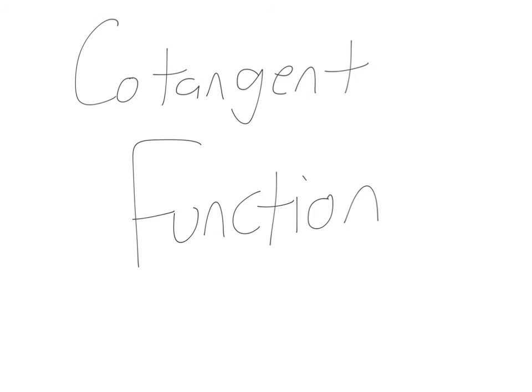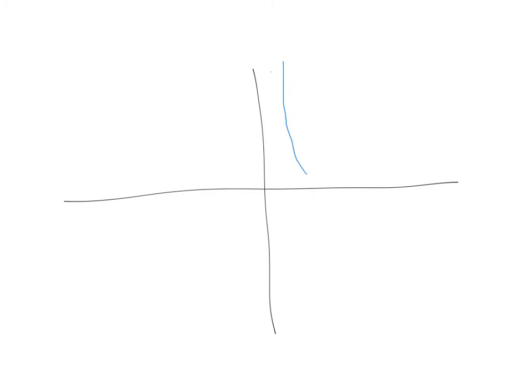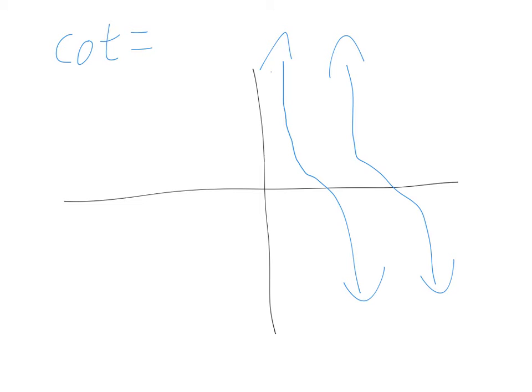Now we'll go over the graph of the cotangent function. Now if you remember, the graph looks something like this. Looks similar to the tangent function, except the branches go in the opposite direction. Something like that. And the reason why is because, remember, with cotangent, we have cosine on top and sine on the bottom.